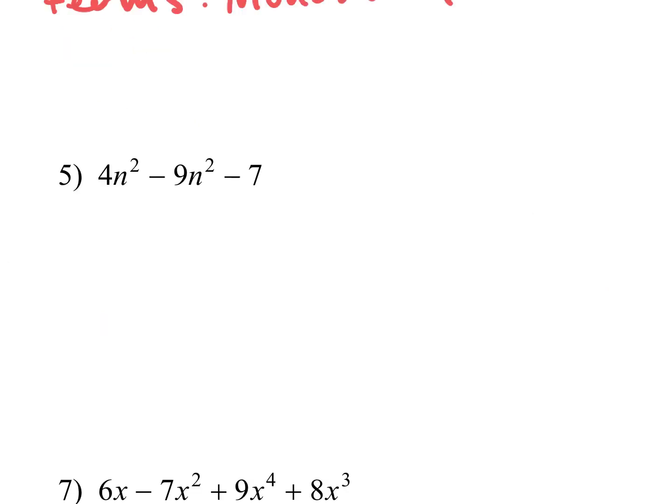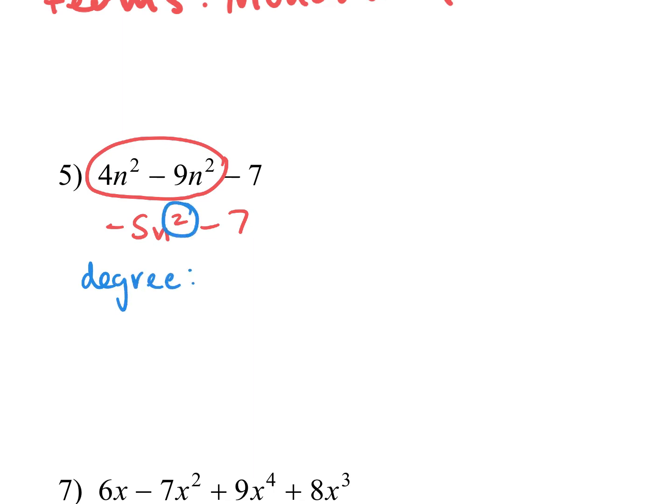So do I have to combine like terms for number 5? What do you think? Yes. So we want to combine like terms. So what's 4n squared minus 9n squared? Negative 5n squared, and then minus 7. So how do I classify this by degree? Degree is the 2. Quadratic. So when your degree is 2, it's quadratic. And then how do I classify it by the number of terms? Binomial. 2 terms, so it's binomial.